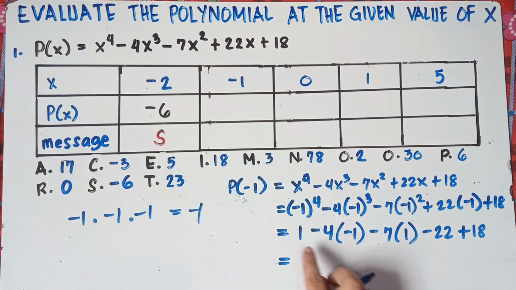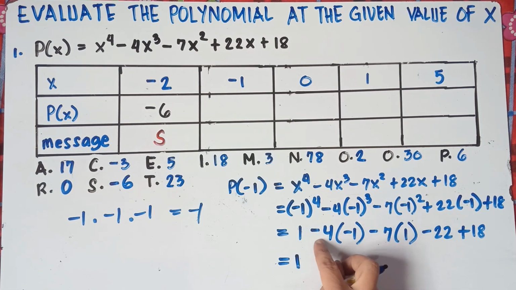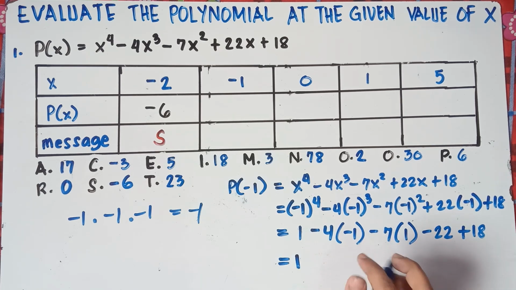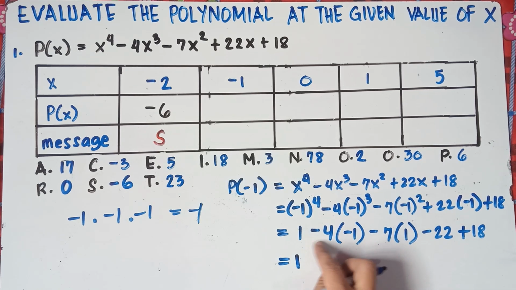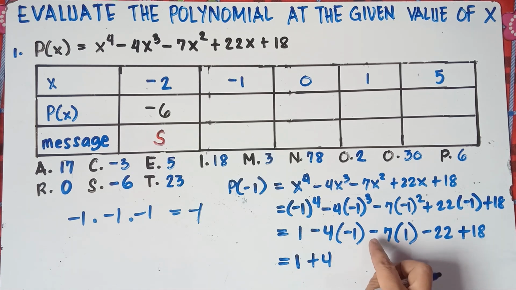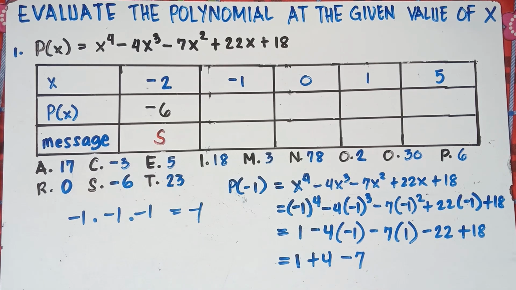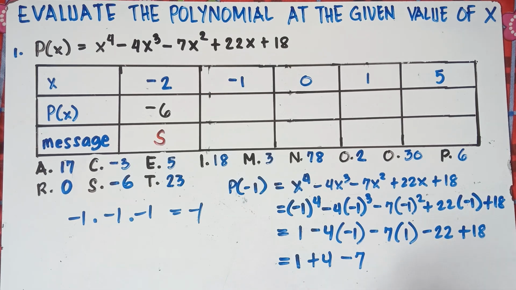So this will be 1, then negative 4 times negative 1, that's positive 4. Negative times negative is positive, positive 4. Negative 7 times 1, that's negative 7. We need to do this one step by step because this will be quite tricky. Once again class, in mathematics, if you commit a mistake in signs, even in science, your answer will be all wrong. So always remember this one class. Be careful with the signs.